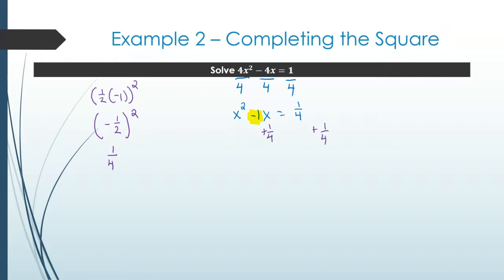Now usually I try to leave some space in between so I can write it in directly, but I did not do that this time. So I will just write it. So now on the left I have x squared minus 1x plus 1/4. And then on the right side, 1/4 plus 1/4 gives me 2/4, which is 1/2.